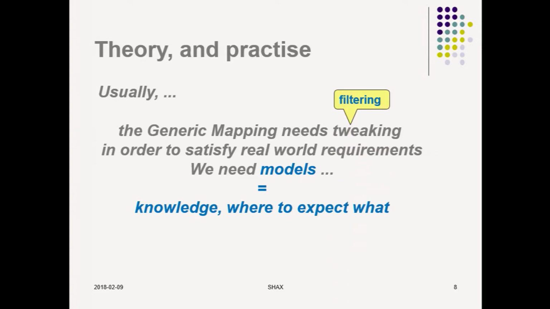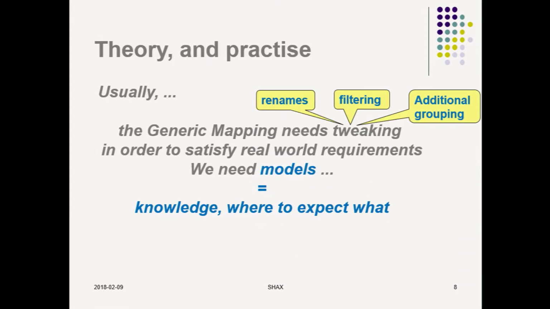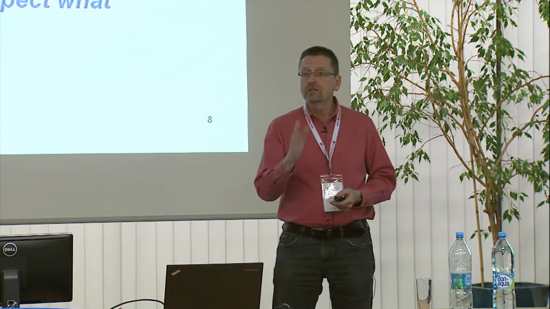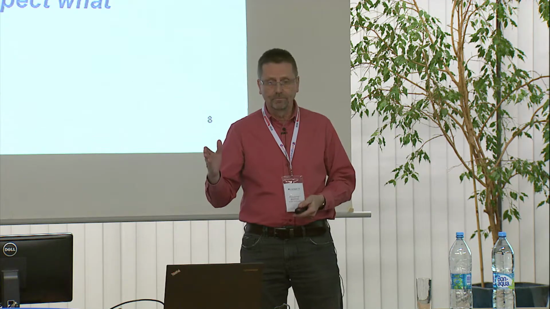So we will need filtering to get rid of things we don't want to have in the transformation result. Often renamings will be appropriate, and structural adjustments like additional grouping nodes or the removal of intermediate nodes which add complexity unnecessarily. But to perform this tweaking, we must know exactly where to expect what. And that's another way of saying we need models. We need models on both sides of the wall.